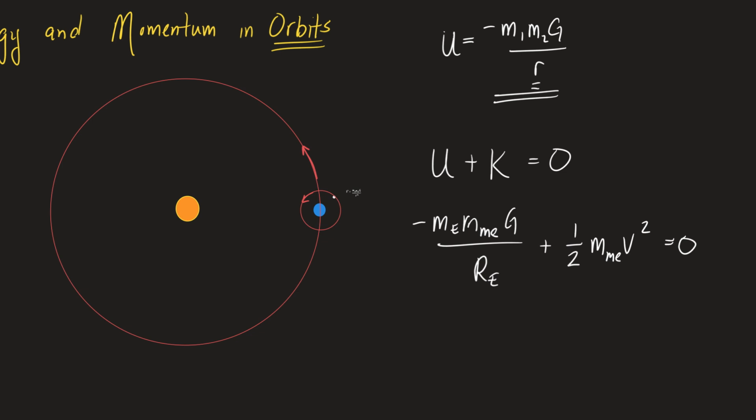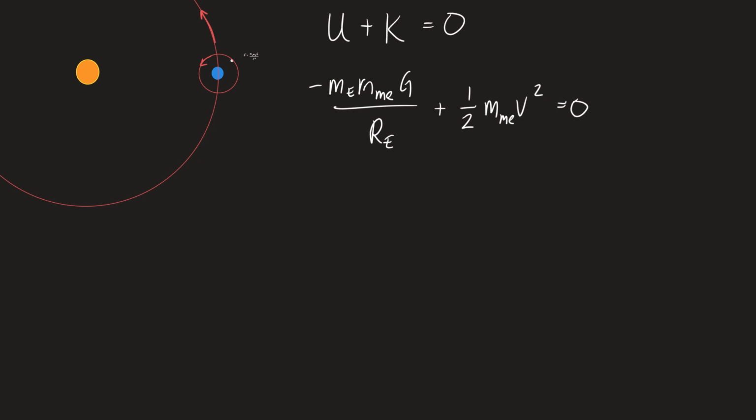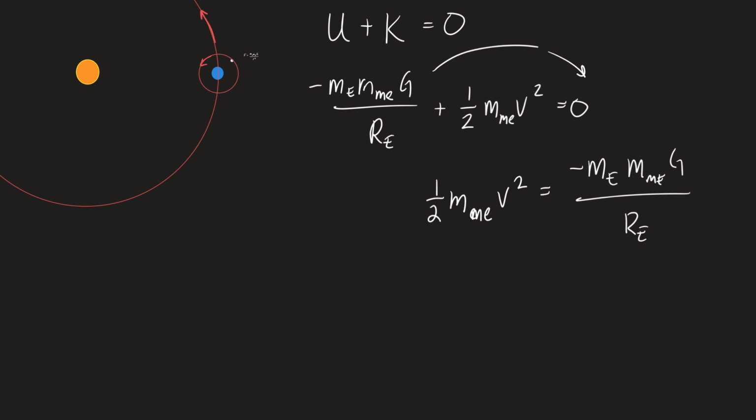Now, I want you to imagine what this would tell me. If I work this out just a little bit, like maybe move this to the other side, I'm going to get 1/2 mass of me, v squared, equals minus mass of Earth minus mass of me, G over the radius of the Earth. It would be positive. I can cancel out the mass of me. I can multiply by 2. I can even take the square root. Why not?